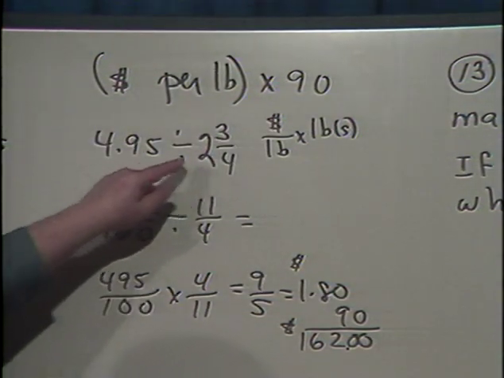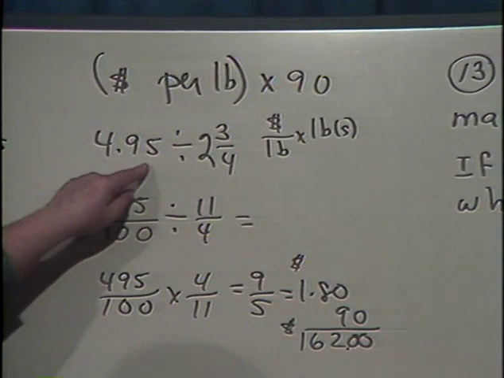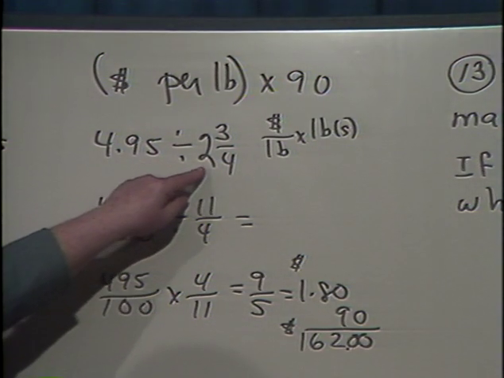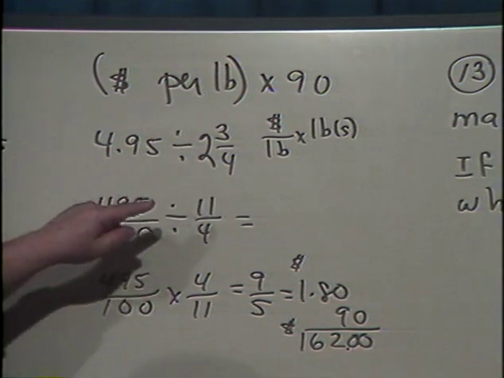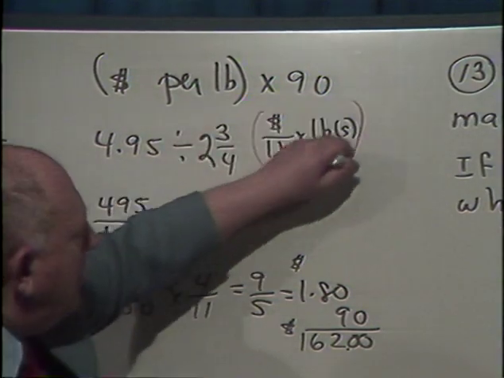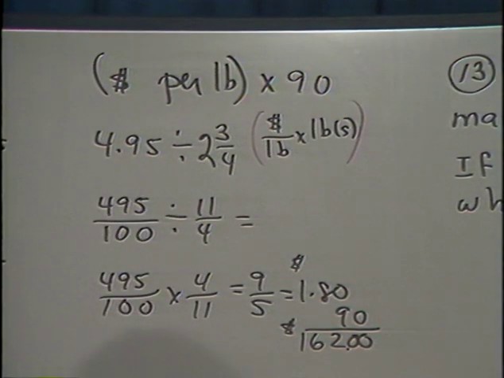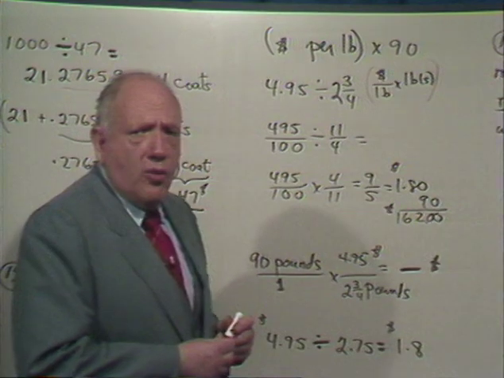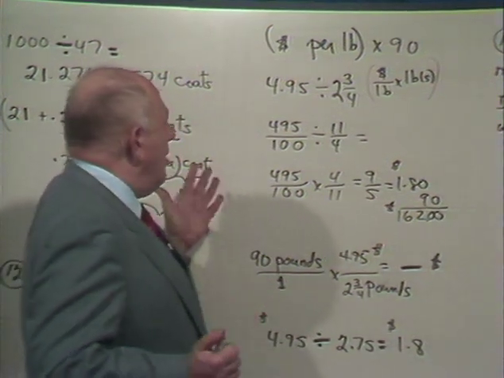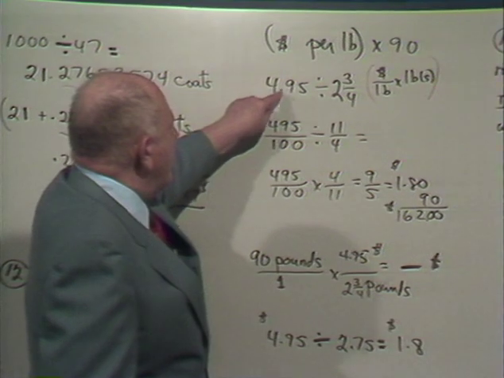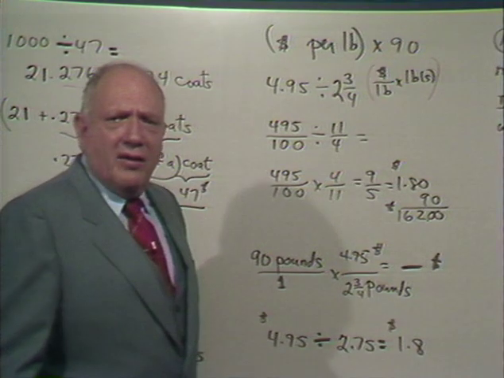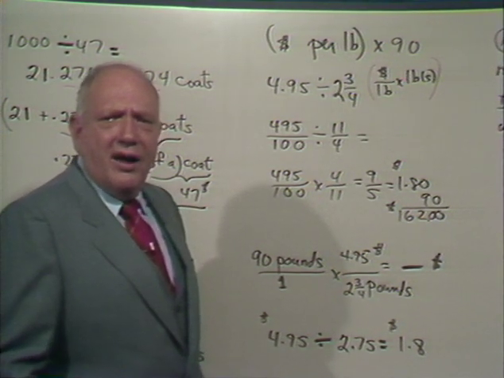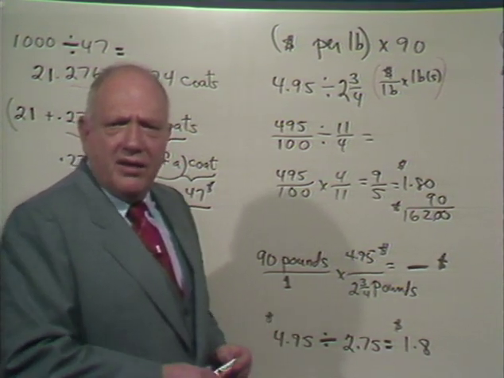Well, what are the dollars per pound here? The dollars is 4.95. The number of pounds you can get for $4.95 is 2 3/4. So we're going to take the dollars per pound and multiply that by the number of pounds. That will give us the number of dollars. Well, again, there's lots of ways you can do this. In fact, you can even make estimates here. You can say this is around $5, this is around 3 pounds. $5 divided by 3 pounds is around $1.60, $1.70, something in there. So you can round off.